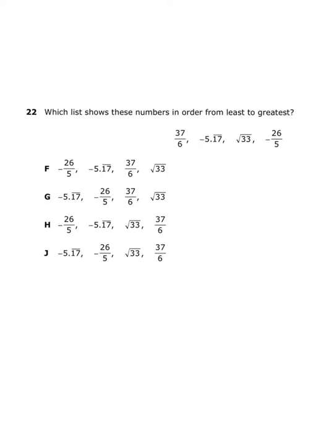Number 22. Which list shows these numbers in order from least to greatest? So first, of course, you need to change them all to decimals. So this would be equal to 6.16. This one's already negative 5.17. This is equal to 5.75. And then the last one is equal to negative 5.2. This number would be first because it's the most negative, so that means it's the least, which means H would be the correct answer.